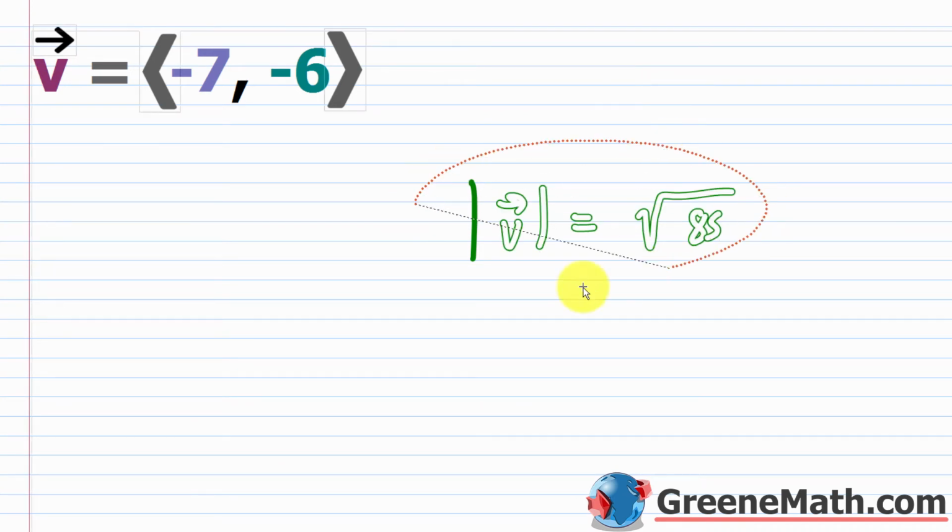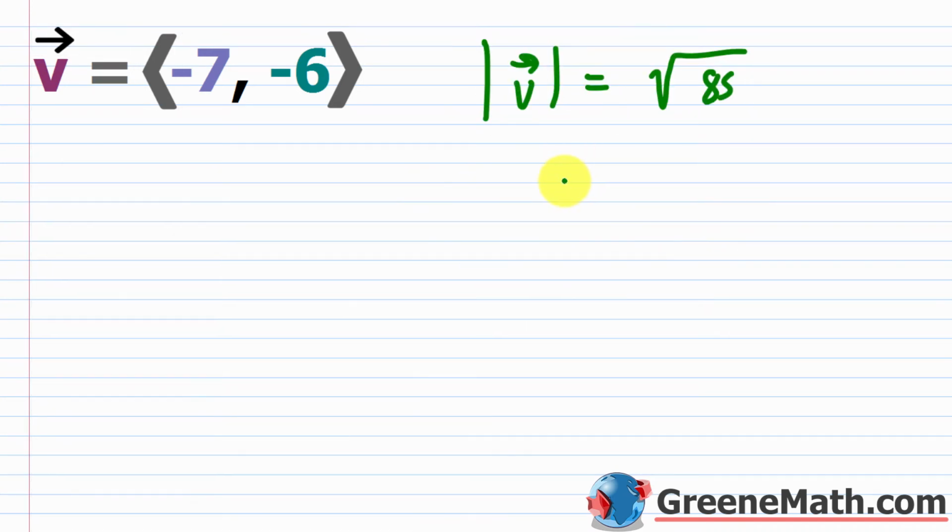And again, finding the direction angle usually takes a little bit longer because you've got to plug some stuff in. Now, if I think about this again, the tangent of theta is equal to the vertical component, -6, over the horizontal component, -7.